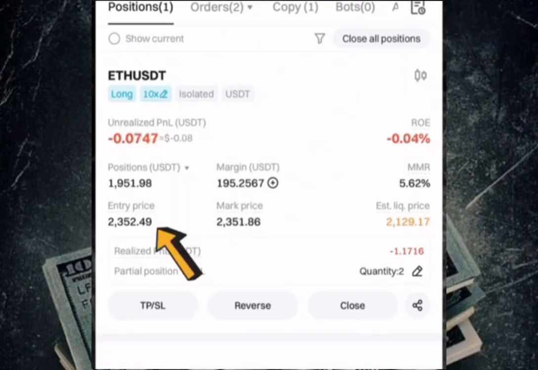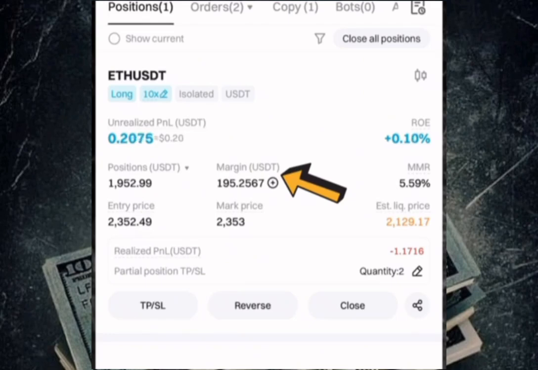And then you can see the entry price right here. The entry price is the price at which we entered the trade. Now, mark price is the current price of the market. So you have to differentiate between those two. And then you have margin. Margin is the amount we draw from our own wallet. So that's $195.